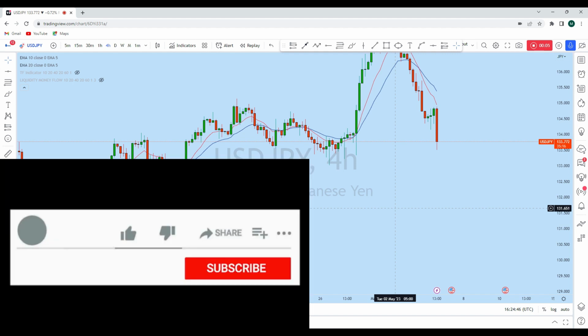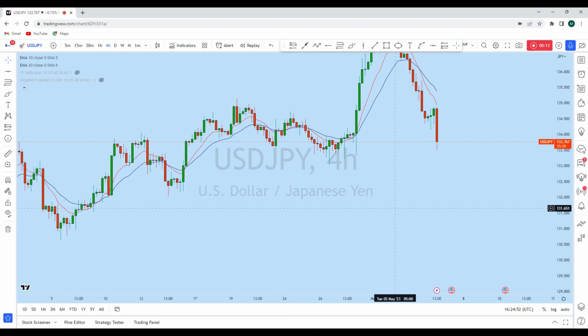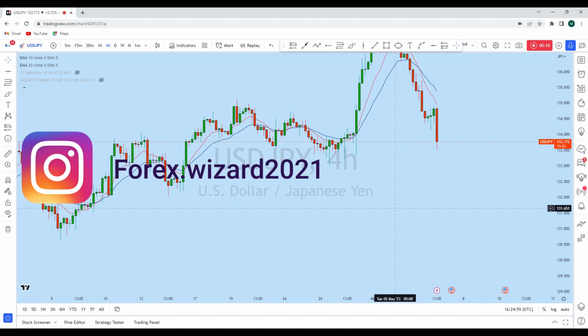Let's see what kind of trading opportunity we currently have in this instrument. As you can see from the lower time frame perspective, we can see the dollar yen currently showing significant trading opportunity. Now before we discuss how we can trade, let's look at the bigger picture.